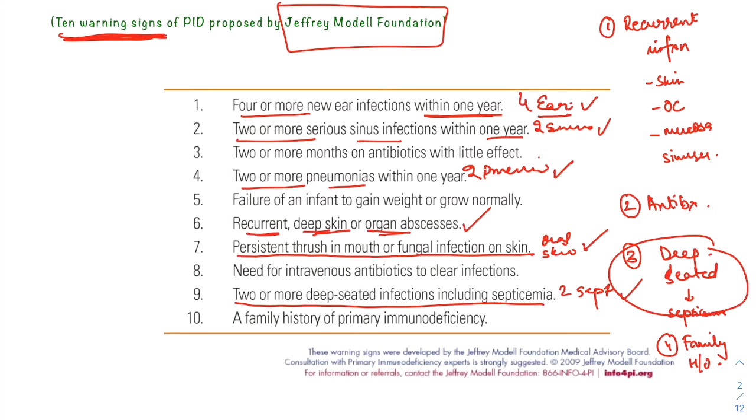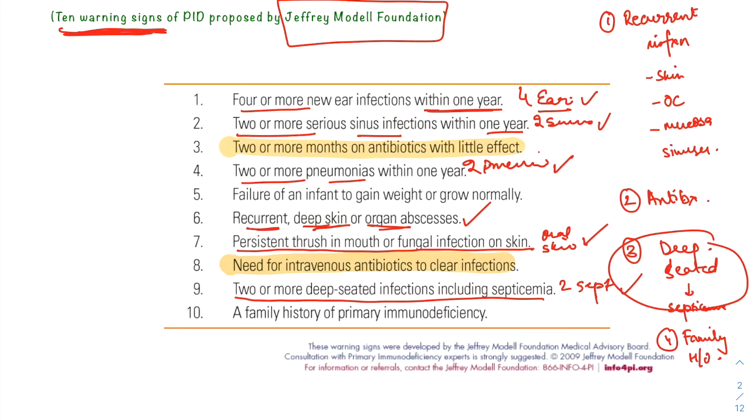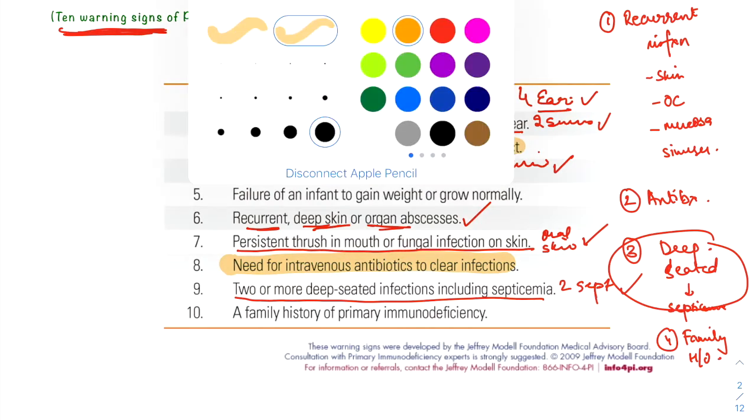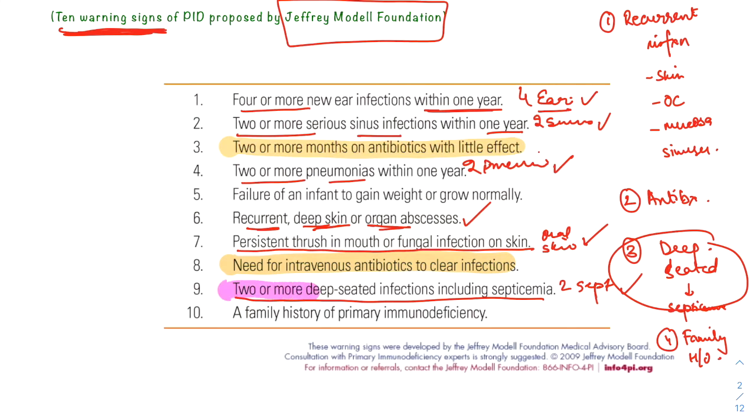Second is antibiotics, as these patients are resistant to antibiotics. So 2 points: 2 or more months on antibiotics with little effect, and there is a need for intravenous antibiotics to clear the infection. Now next comes the third point, that is deep-seated infections, which I've already discussed. So 2 or more deep-seated infections including septicemia.